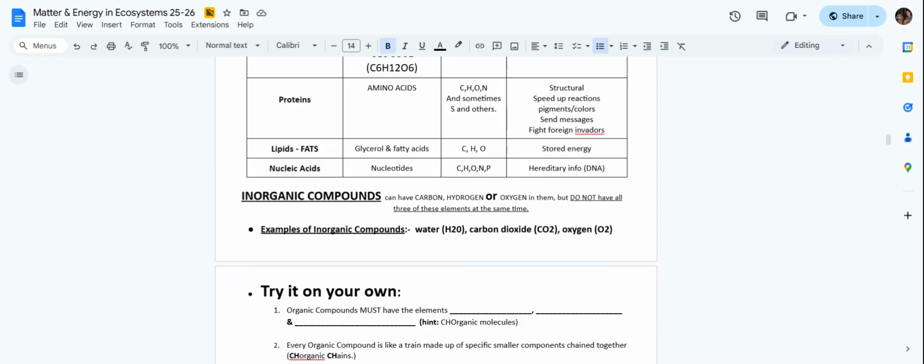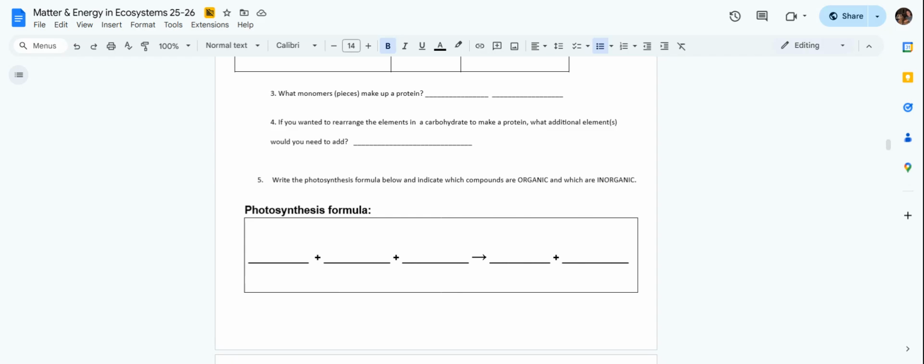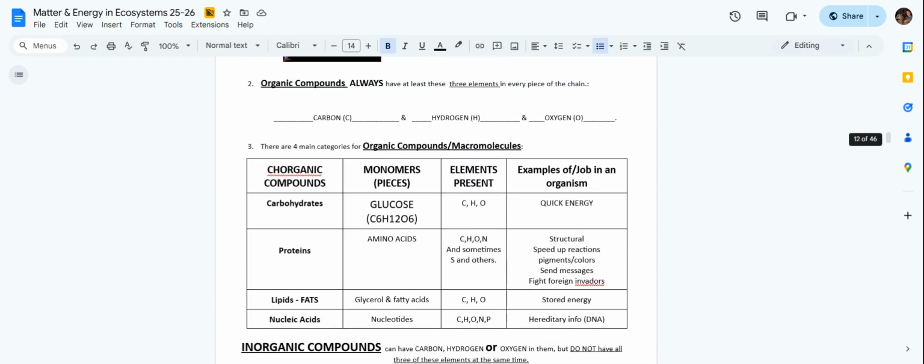So what I want you to do now is take some time to work on the next page. Try it on your own. Give yourself a chance to go back and forth with the information, and then complete the related questions that have been placed on the Google form. And invaders is spelled with an E.